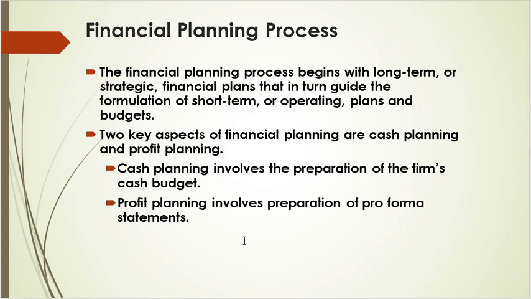The financial planning process starts with a long-term or strategic kind of plan. This is a plan that's going to help guide the operations of the company. So you start with long-term and you work your way into short-term management of the company. The two aspects of this are cash planning, which is the preparation of cash budgets, and profit planning, which ultimately involves the preparation of pro forma financial statements. And obviously we'll talk about those in a little bit more detail.